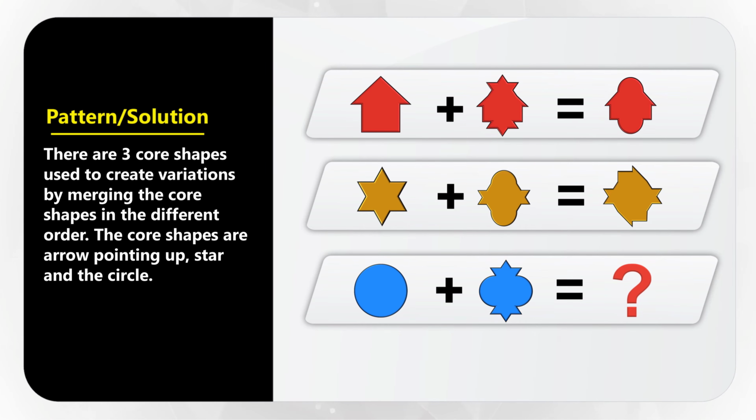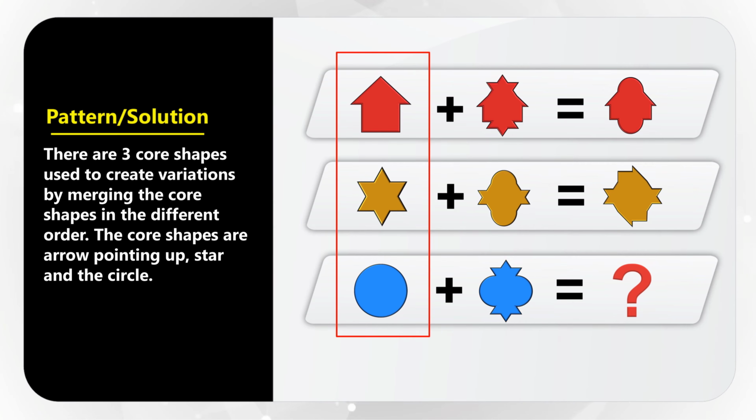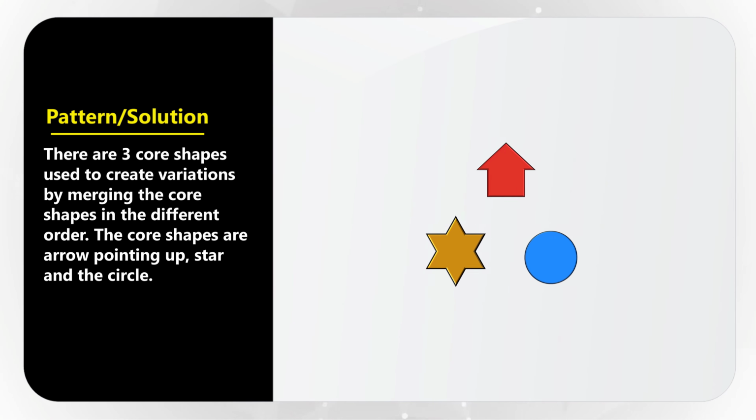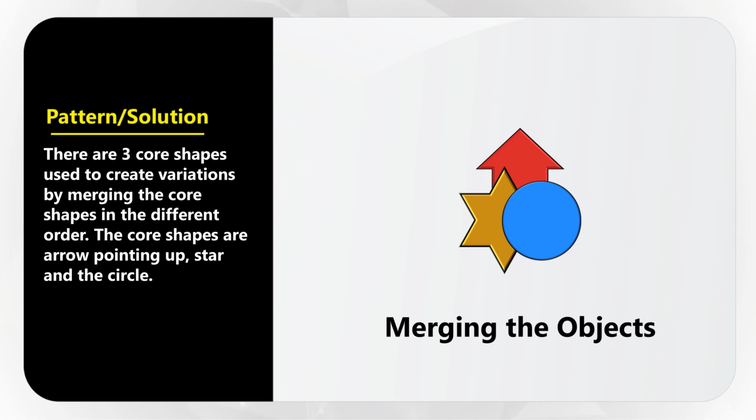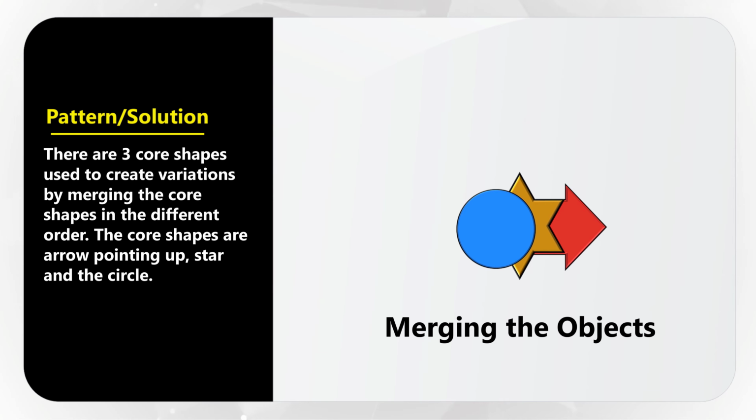And the pattern here is that there are 3 core shapes represented by objects in the first column. The core objects here are arrow pointing up, star, and the circle. And all remaining objects are just the variations which are created by merging core objects into another object.